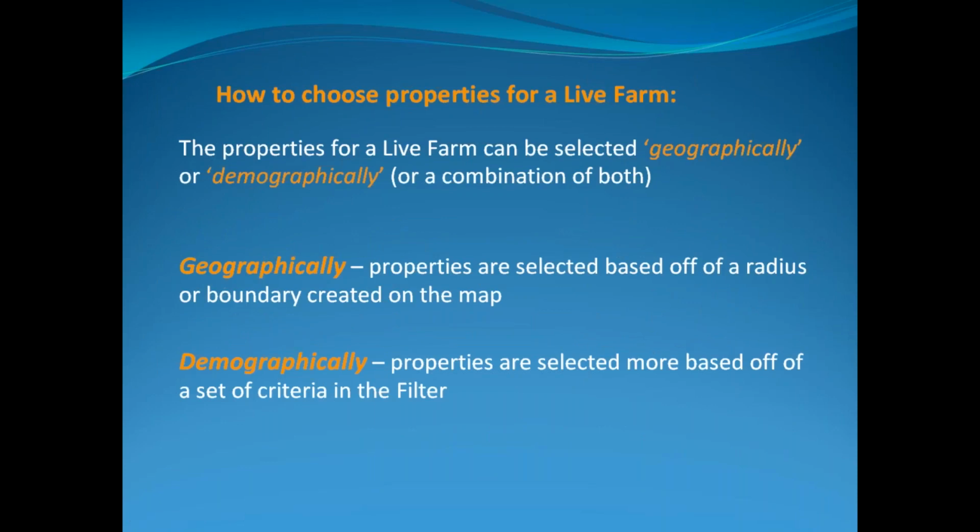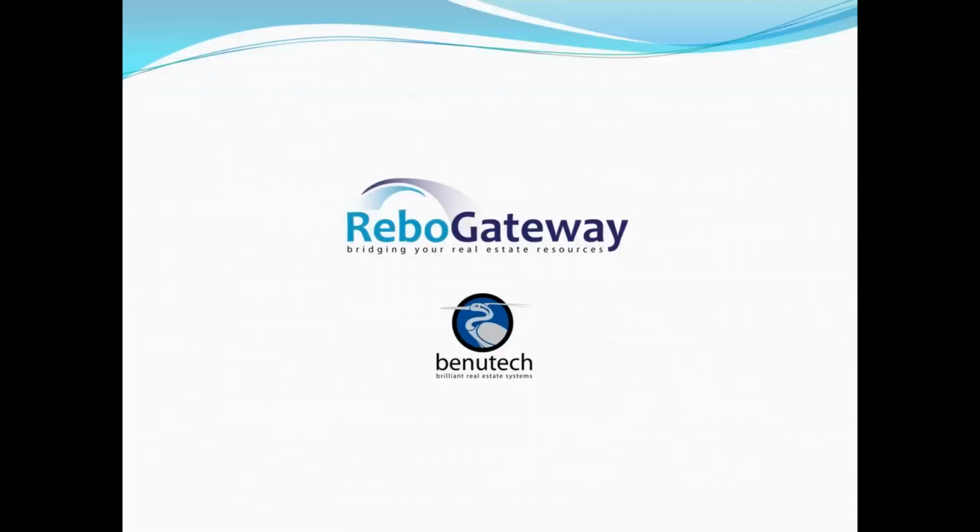All right, so really, the first thing you need to think about when you're setting up your farms is how to choose properties for these live farms. There's a couple different approaches. Geographically or demographically, or by using a combination of both. Geographically, basically, you're taking a set of properties from an area on the map. So you're using the boundary search or the radius search to create a search area. You're searching for all those properties, you're getting a number of results back, and you're saving them as a farm.